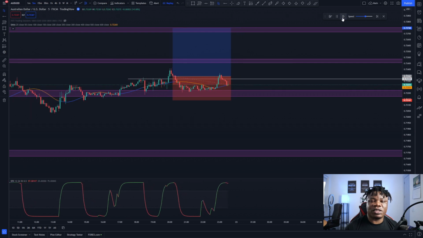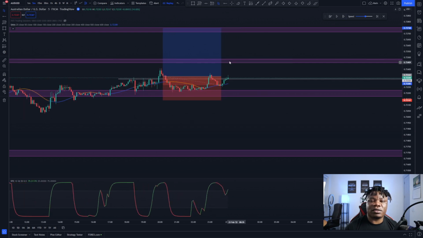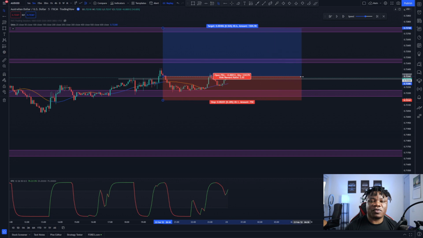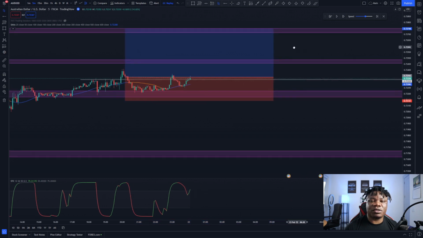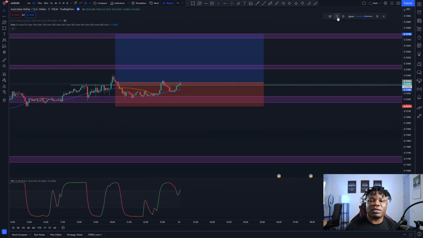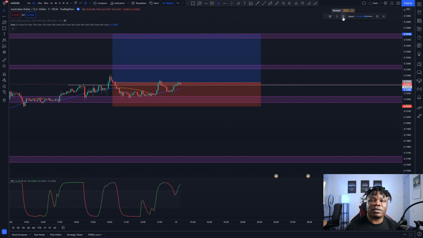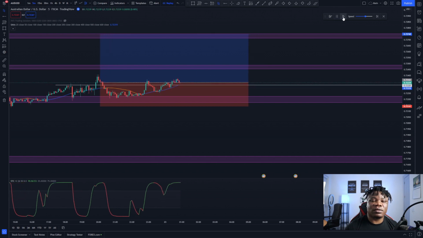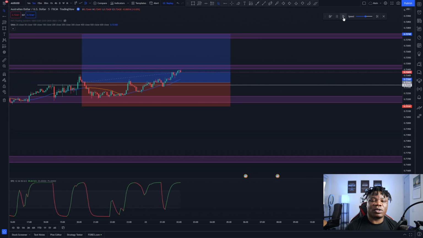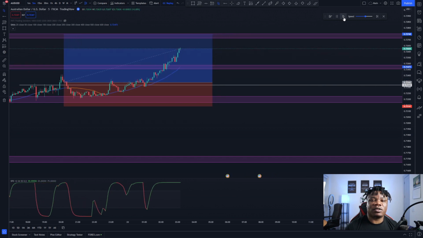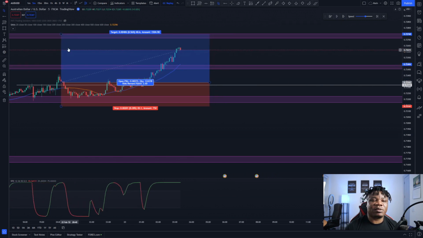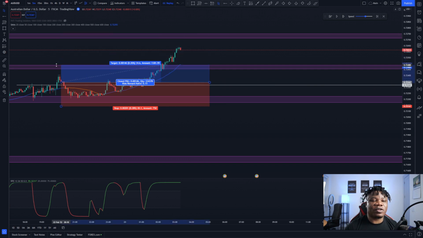Right here, we're still in a drawdown here. So let me move this over here. For this buy position, we're still in a drawdown here. So let's take a look. Let's keep looking here. Now we're in profit. Let's keep looking. Now we have our first take profit smash. This first take profit right here was for 14 pips here.